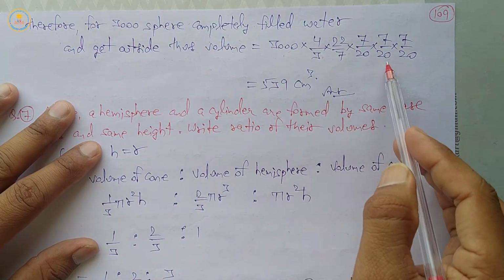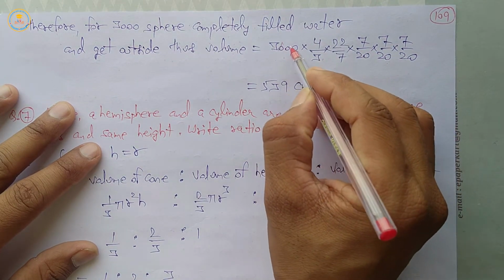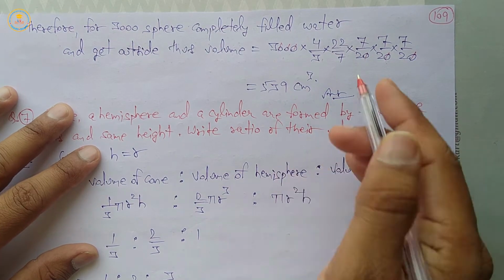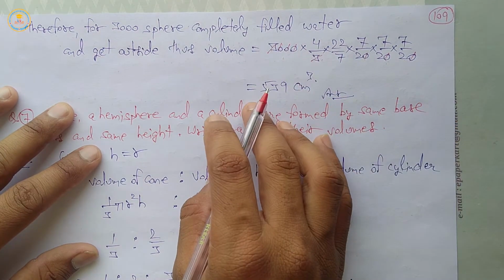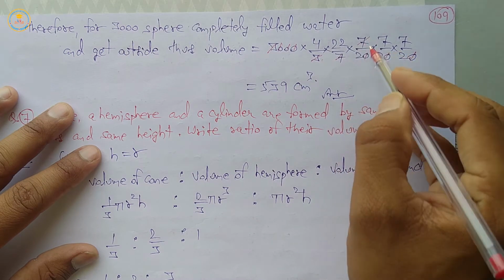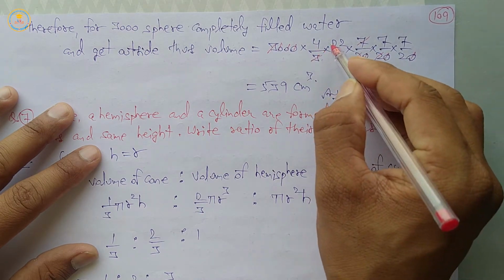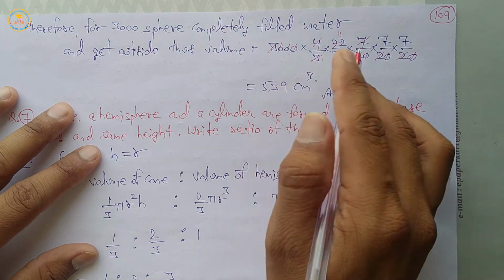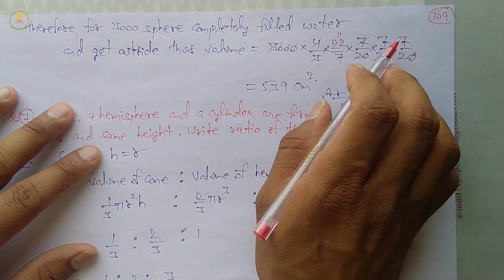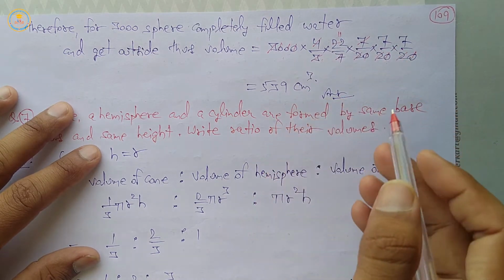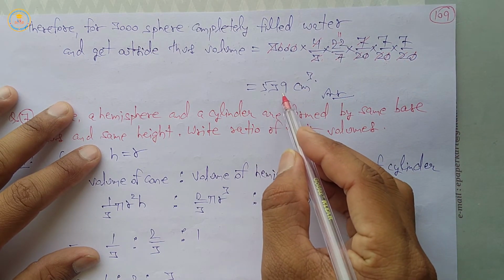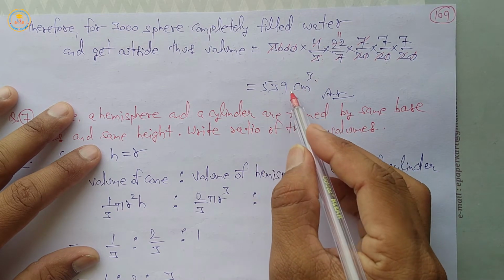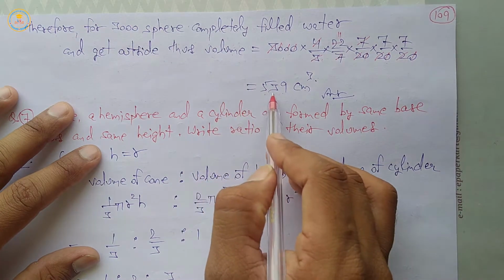Okay, calculate this part. 1 2 3, 1 2 and 3 0 cancel out. 3 cancel out by 3. Okay, 7 cancel out by 7. 2 into 2 is 4, 4 cancel out. 2 cancel out by 22, 11 times. 11 multiply 49 means we get 539, okay, centimeter cube. 539 centimeter cube is a volume. Answer.